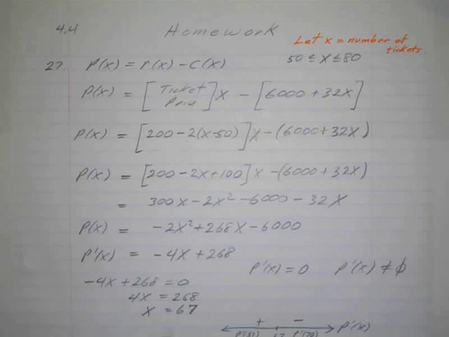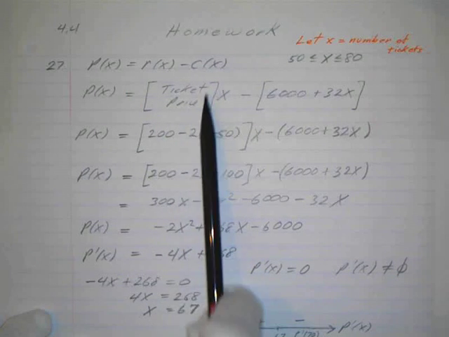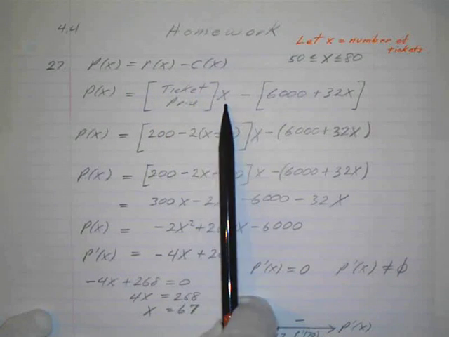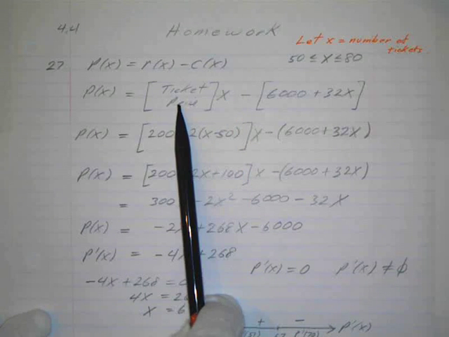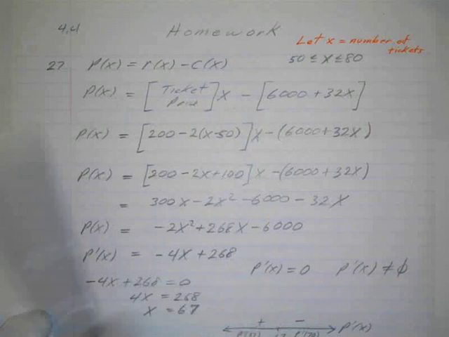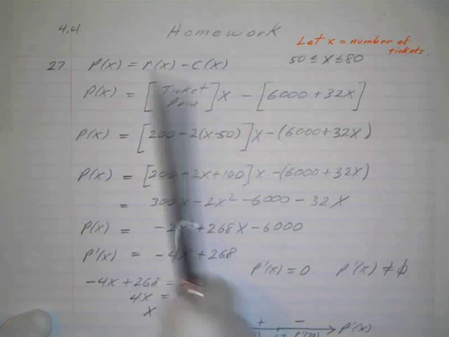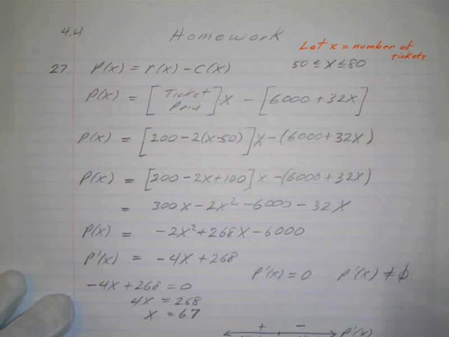All right. So my revenue will be the ticket price, that's how much I sell each ticket for, times the number of tickets. In other words, if a ticket is $1,000 and I sell 2 of them, my revenue is $2,000. If it's $1,000 and I sell 3 of them, 3 times 1,000 is 3,000. That's my revenue.